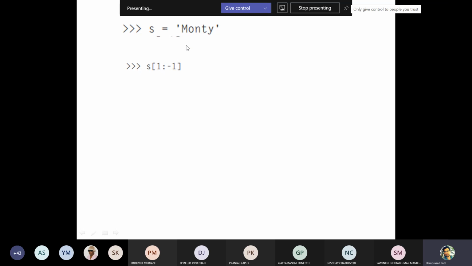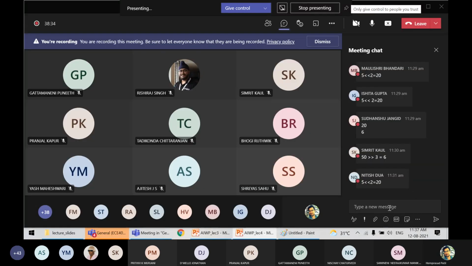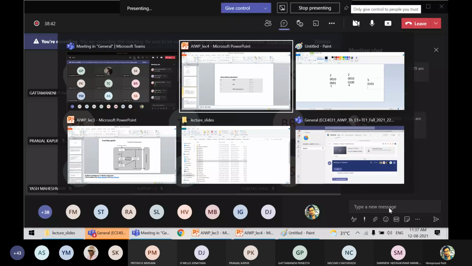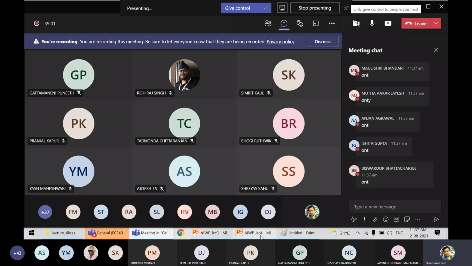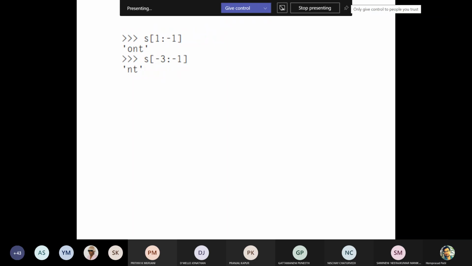Then can anyone tell the answer for this? S is equal to Monty. S of 1 colon minus 1. Reply in the chat box. S of 1 colon minus 1. Very good, very good. ONT is the correct answer. 1 colon minus 1, ONT. So we can use forward as well as reverse indexing in combination. It is allowed. It is reverse indexing, so allowed.